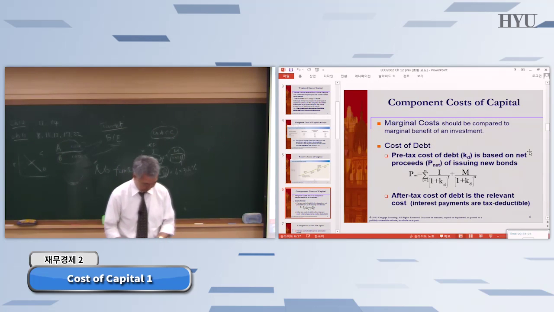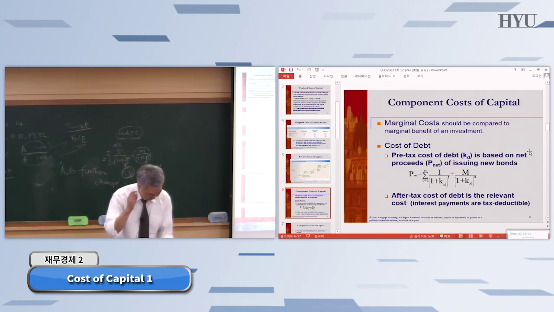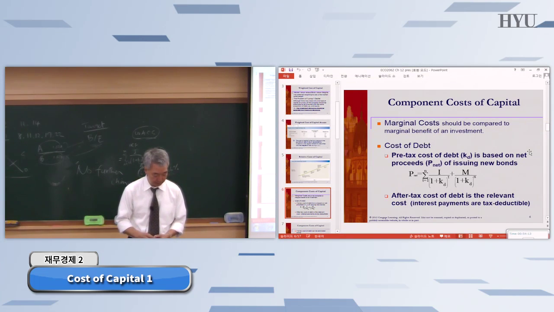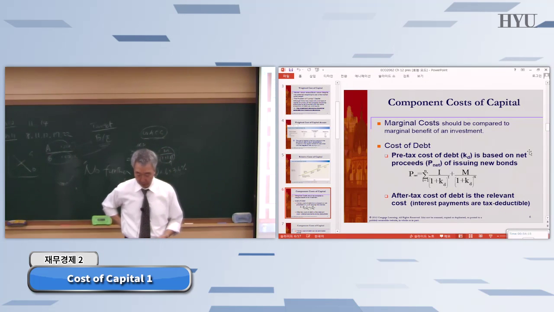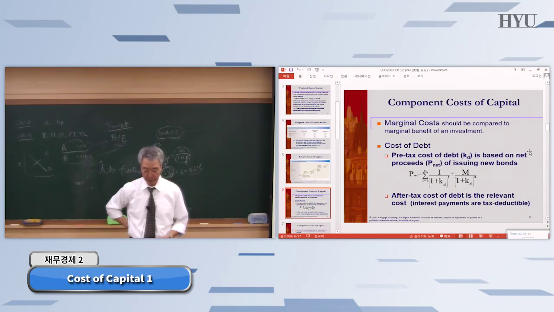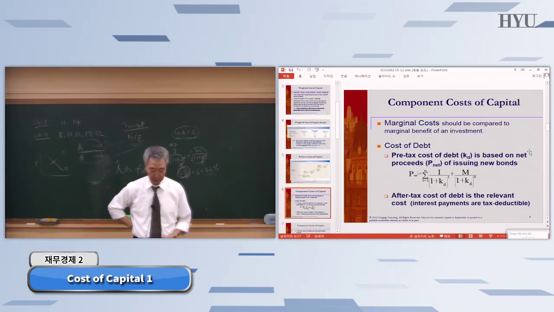Okay. All right, so the next few slides are about the component costs of capital. How do you calculate the cost of each component of capital? So starting from the debt here, right?